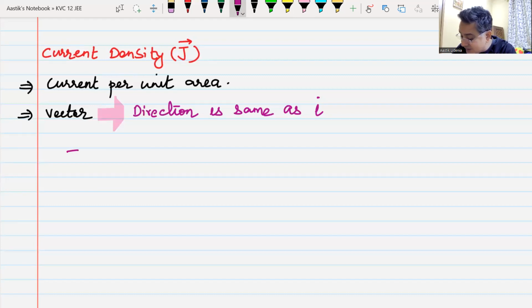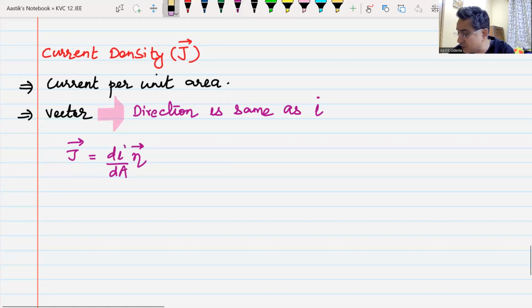So I can write this, gentlemen, like this. J vector is di by dA, and the direction is in the direction of current. If you wish, you can write it in this way: di by dA, small current divided by small area, and the direction of this current vector is same as the direction of current. If you don't want to write it like this, you can also write it like this.